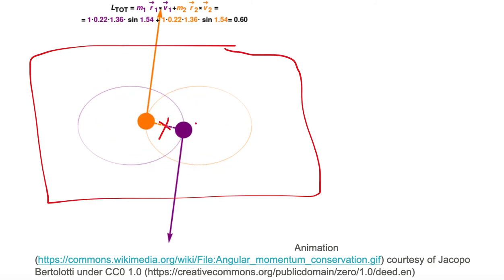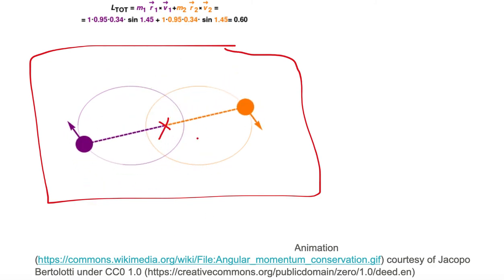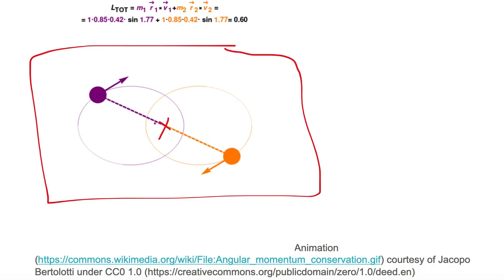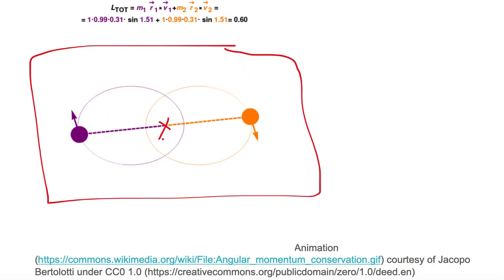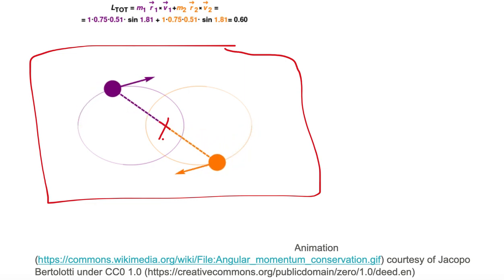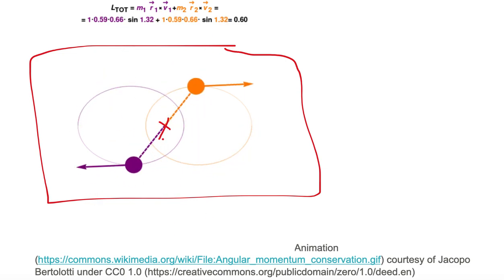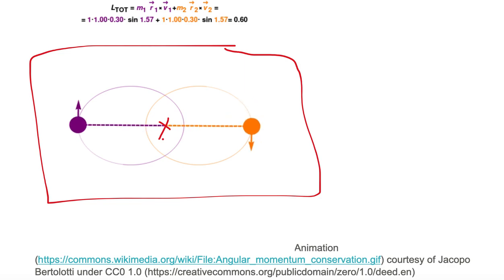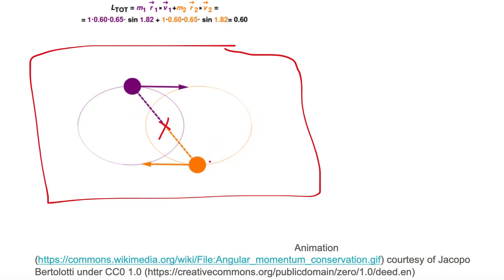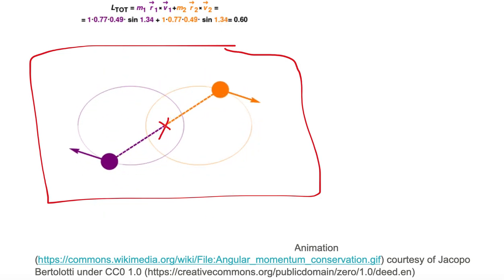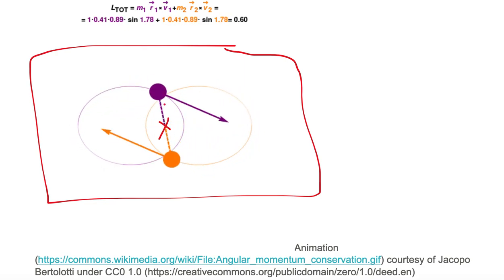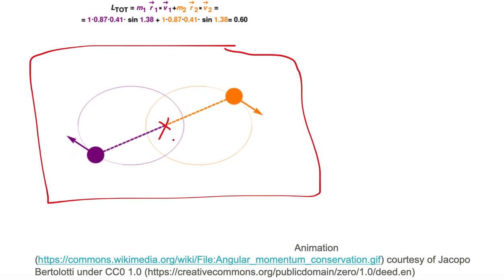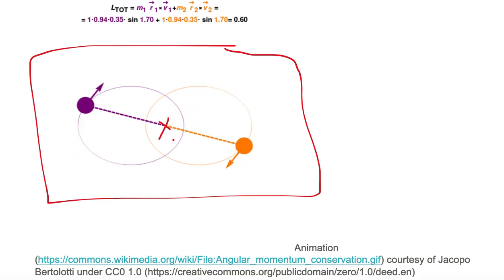So when the objects are furthest apart, they have an angular momentum. When the objects are closest together, they have another angular momentum. Both those angular momentums must be exactly the same, or in other words, conserved. The only thing that's changing is the objects' distances to the center of mass, and as their distances change, so must their speeds in order for angular momentum to be the same.